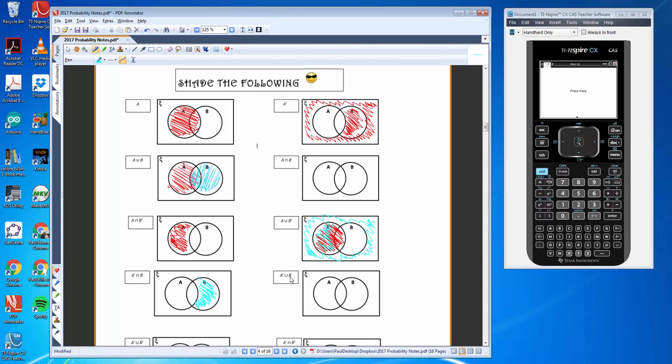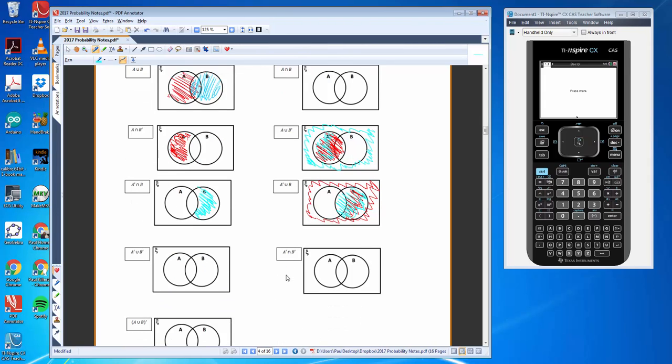Alright, not A union B. So not A is this and this. And B is all of this. So essentially what that means is it's this outside part here, the intersection, and B only that would be included as part of this Venn diagram, or that's relevant for this condition anyway.